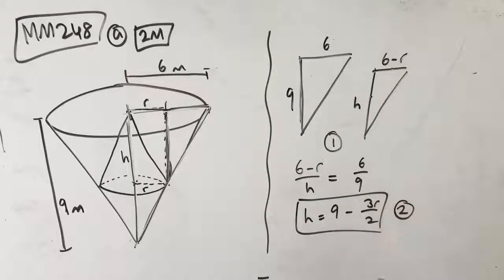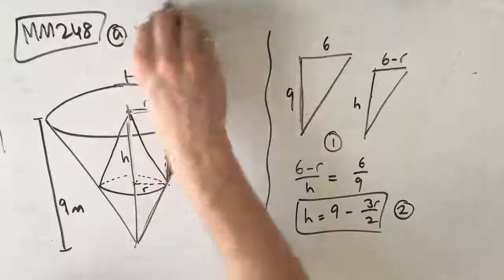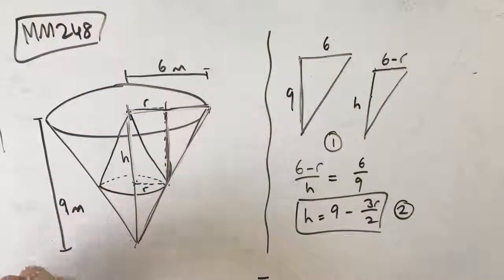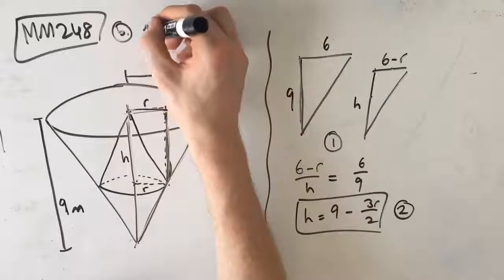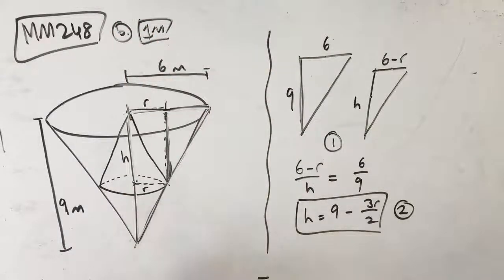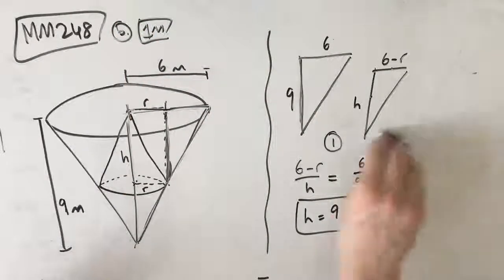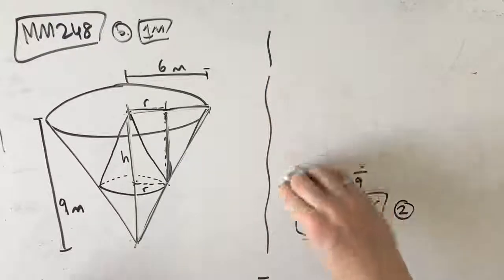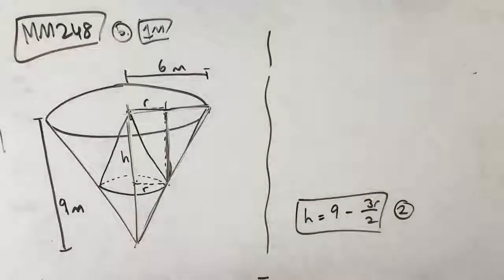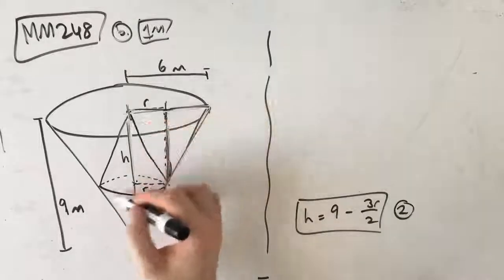So let's move on to part B. Part B is a 1-mark question, and asks us to find V, the volume of the smaller cone in terms of r. Awesome. So we're looking for the volume of the smaller cone, which is this one in here.